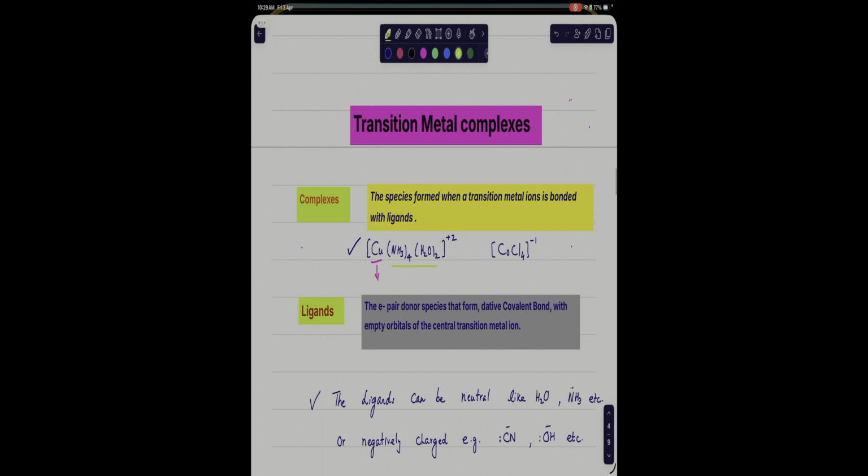As regarding the charge on the ligand, ligands can be neutral like H2O and NH3. Ammonia is a ligand, or even sometimes carbon monoxide can act as a ligand in some of the complexes. So these are the neutral ligands. Some of the ligands are negatively charged, like cyanide, also called the cyano ligand, and hydroxide, which is also a negatively charged ligand. Basically, the ligand's main requirement is to have at least one lone pair of electrons, which should be able to form a dative covalent bond with the empty orbitals.